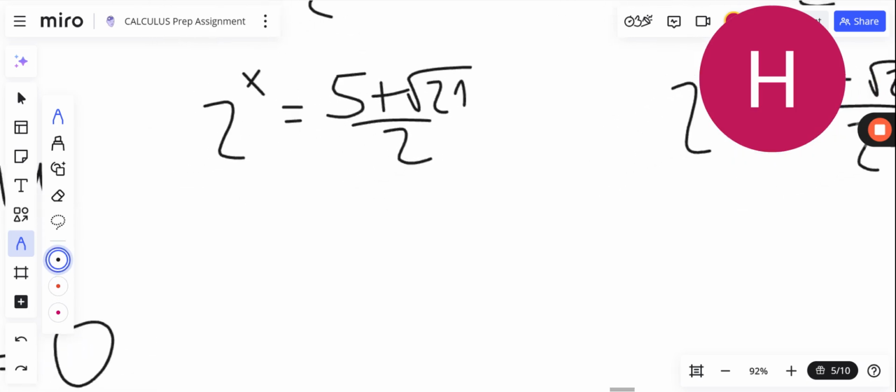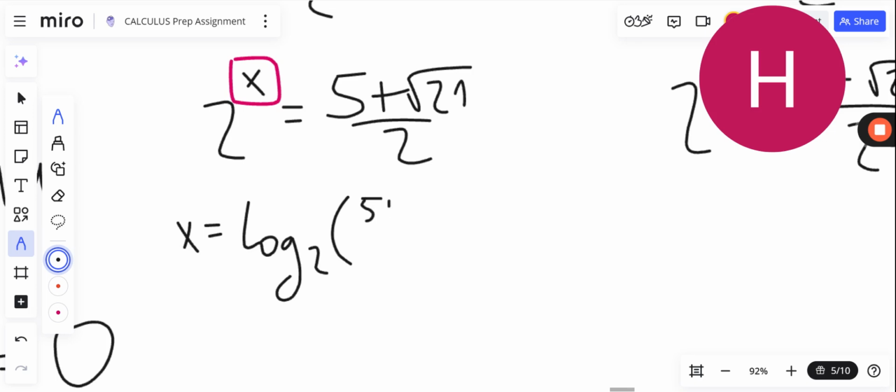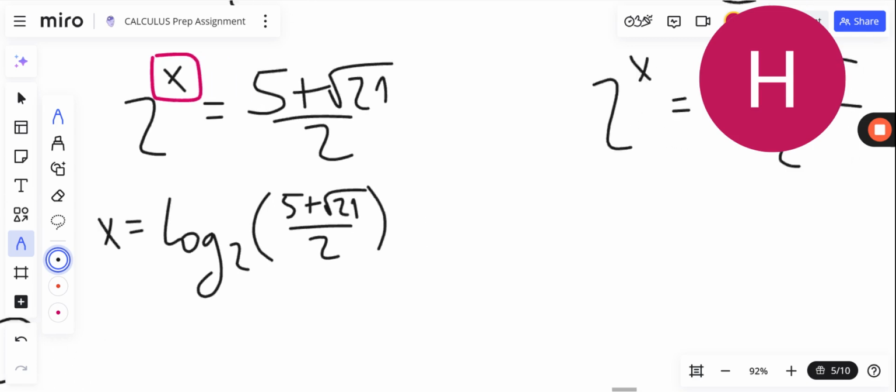We can finish this off with a logarithm because we're trying to get to the exponent. Remember how we get to the exponent? We have to turn things into logarithmic form. This will be log base 2 of 5 plus root 21 over 2.